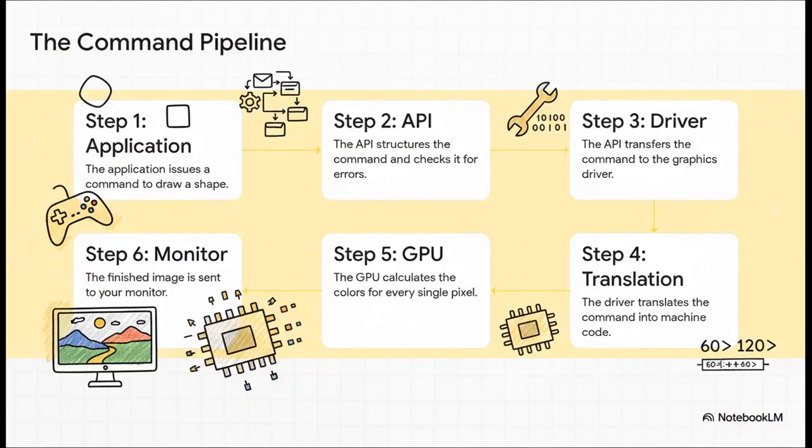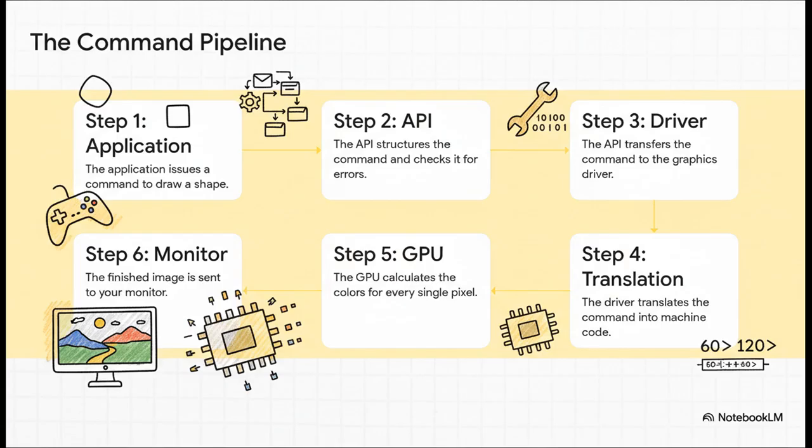So it starts with the application, the game, issuing a command. The API catches it, gets it all structured, and then passes it along to the graphics driver. Now, think of the driver as the expert translator for your specific graphics card. It takes that general API command and converts it into the exact machine code your hardware needs. Finally, the GPU gets that code, does all the heavy lifting, the intense calculations for every single pixel, and bam, it sends the finished image to your monitor. And remember, all of that happens 60, 120, maybe even 240 times every single second.